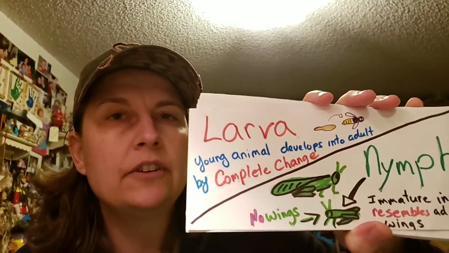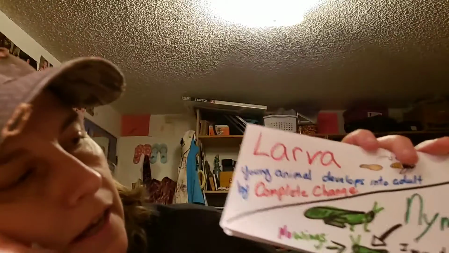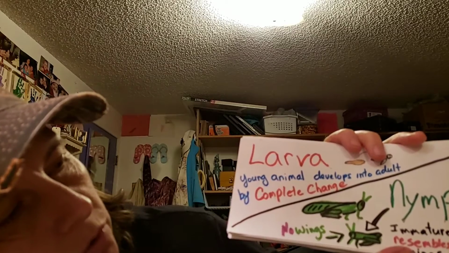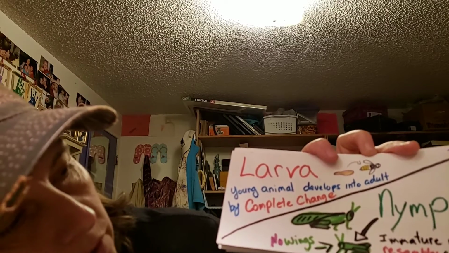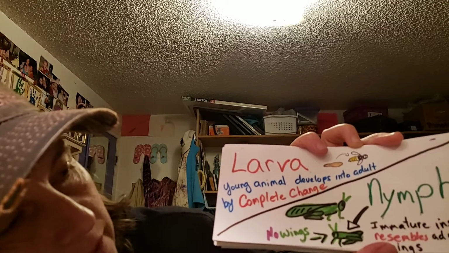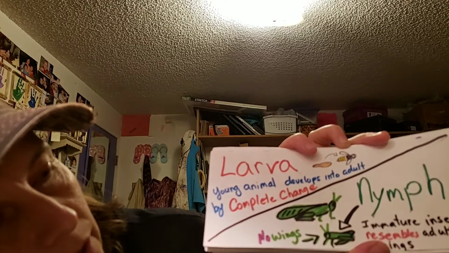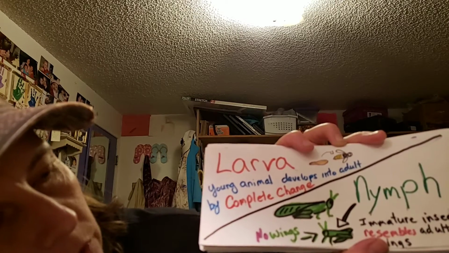Okay, we got larvae and nymphs. Larvae, the young animal develops into the adult with a complete change. They look nothing like the adult. Nymphs resemble their parents. They're an immature insect resembling their adult without wings. Why do they not have wings? They're not old enough to drive.